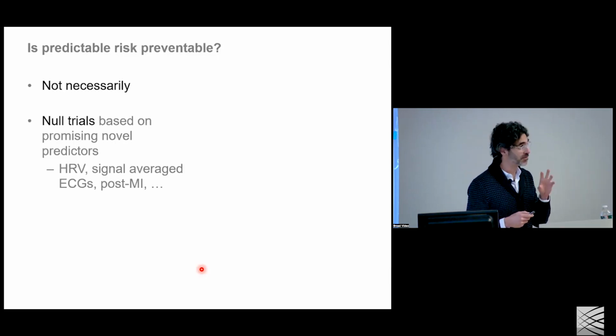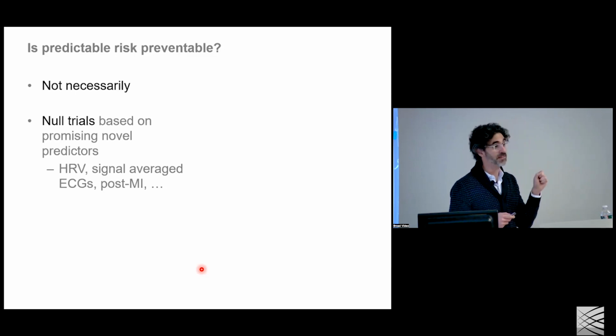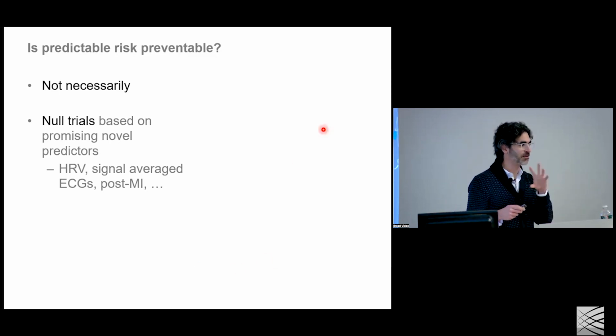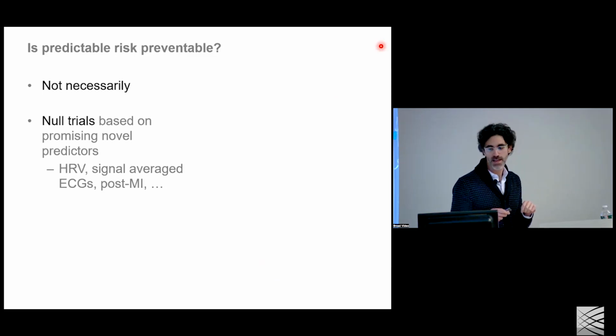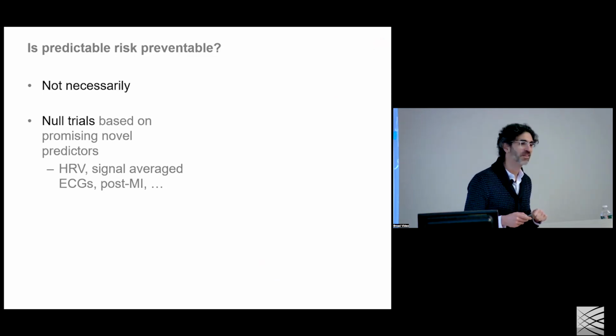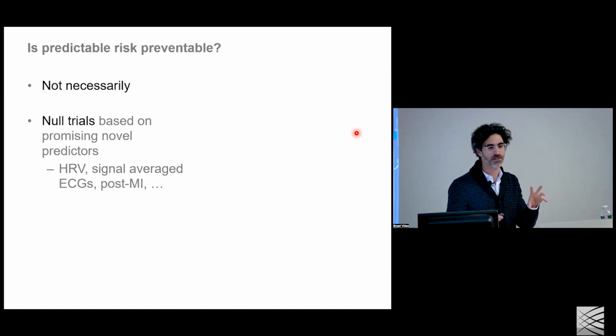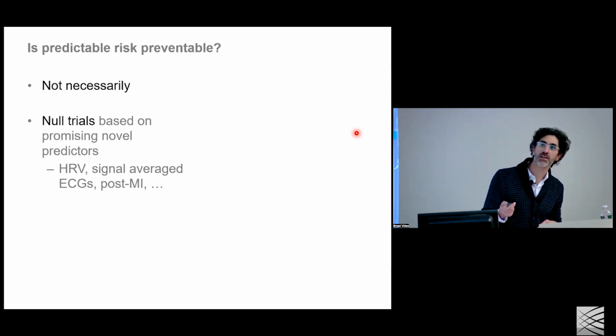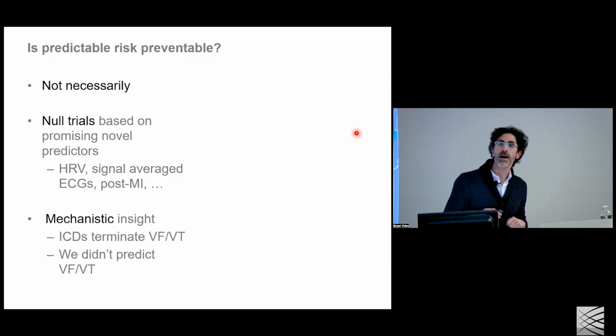There have been a bunch of trials of implanting defibrillators in patients on the basis of novel risk scores. Some of those are ECG-based, some are not, but a lot of the ones that use things besides ejection fraction have yielded negative randomized trials. That means that sure, you can predict some kinds of risk, but you can't necessarily prevent it. And so here's one piece of evidence.